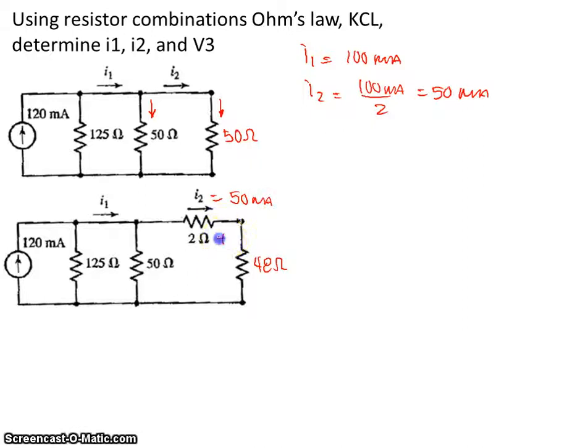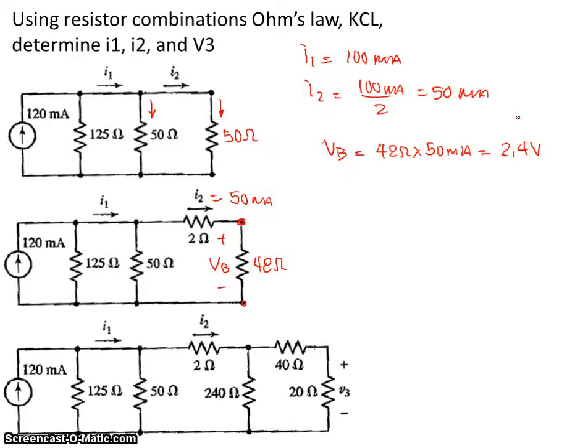Now I need to find a voltage between these two terminals that I'm going to call V sub B, and this V sub B is going to be equal to 48 ohms times 50 milliamps, and this is going to be equal to 2.4 volts. Once I have this voltage, I can expand this resistor into the total equivalent resistance that we had before, 48, that was 240, and then this 60 ohm resistor over here. So from here we go back to the original circuit.